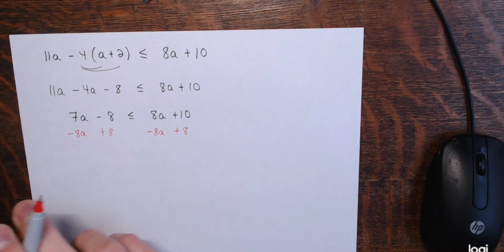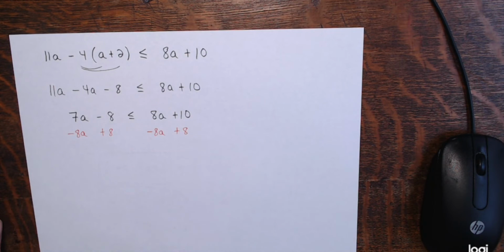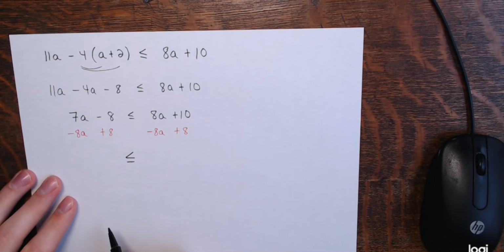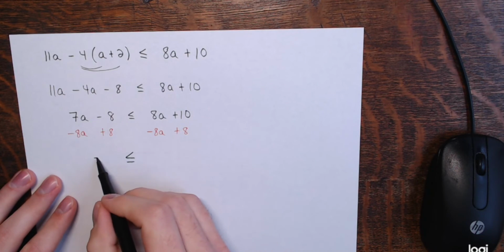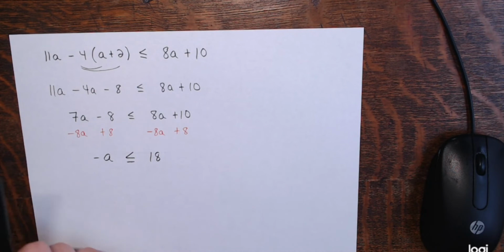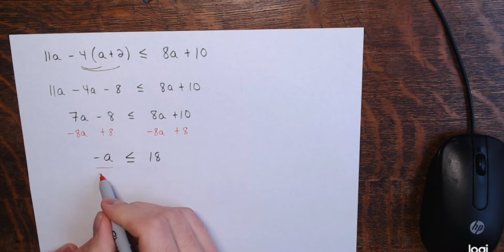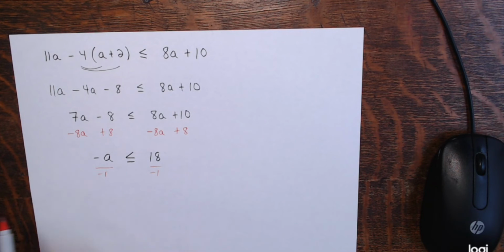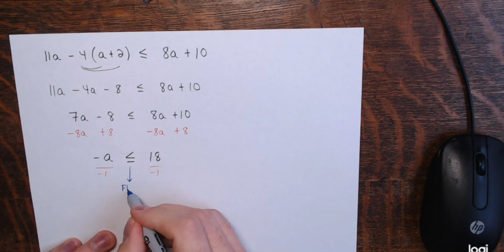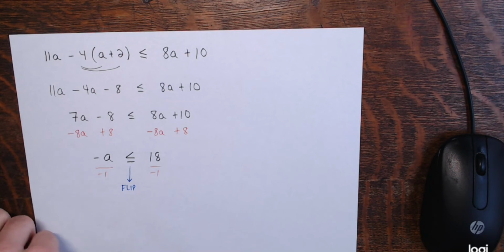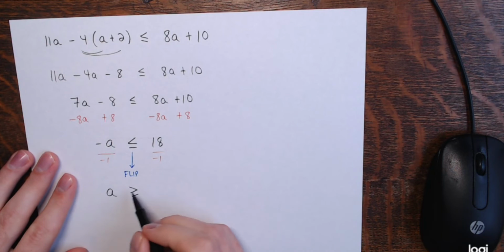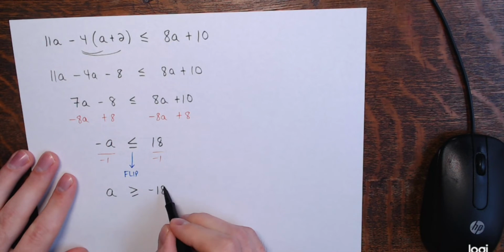Now that was just a bunch of addition and subtraction. So the inequality will not change. Still be less than or equal to. Over here I have negative 1A. Over here I'll have 18. And now, I can multiply or divide both sides by negative 1. And that will flip the symbol, right? Multiplying, dividing by a negative number will flip the symbol. So now this is greater than or equal to. You got A on the left, negative 18 on the right.